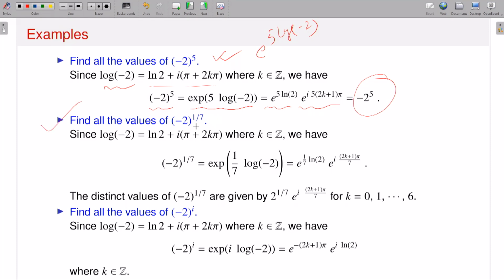What about minus 2 to the power 1 by 7? As I said, it is of the form p by q. Since q is 7, 7 many values will be there, and it is indeed the case.